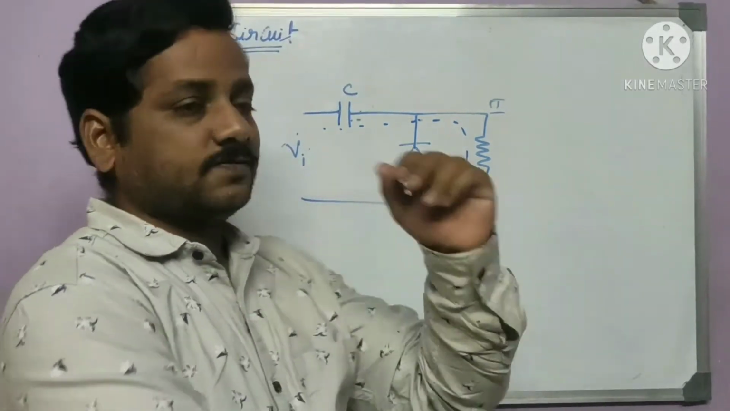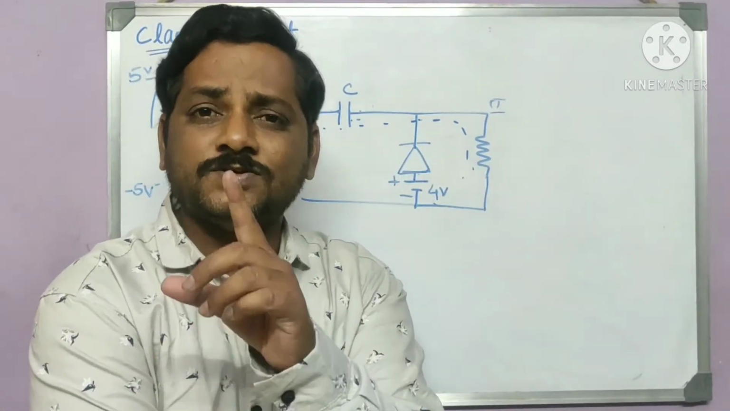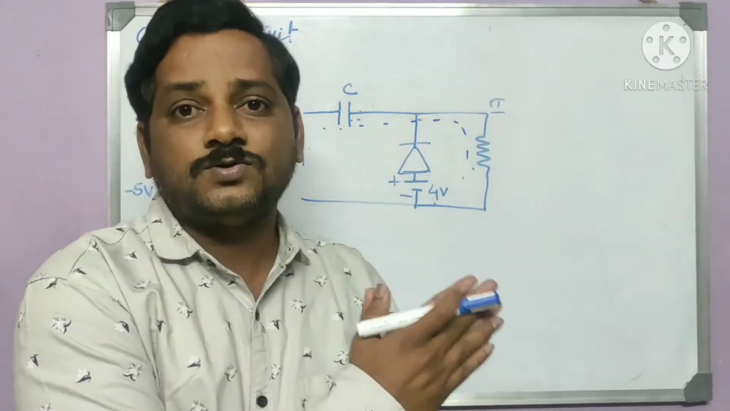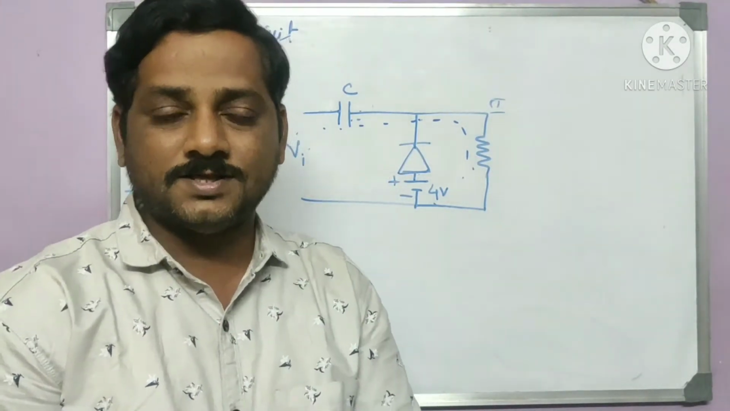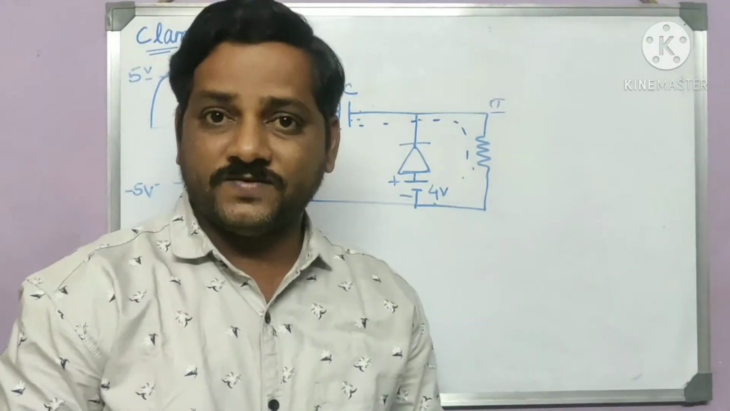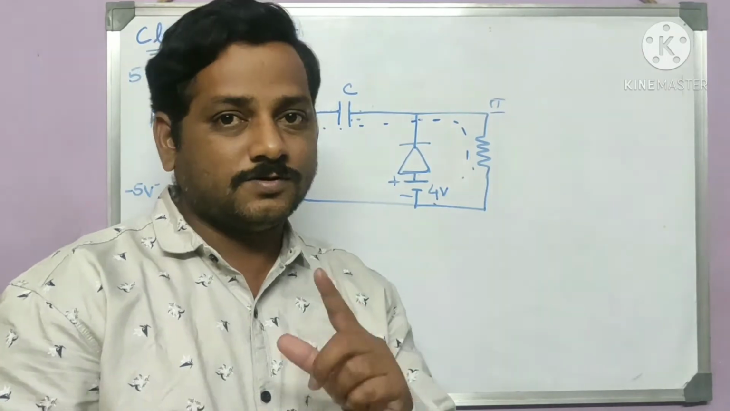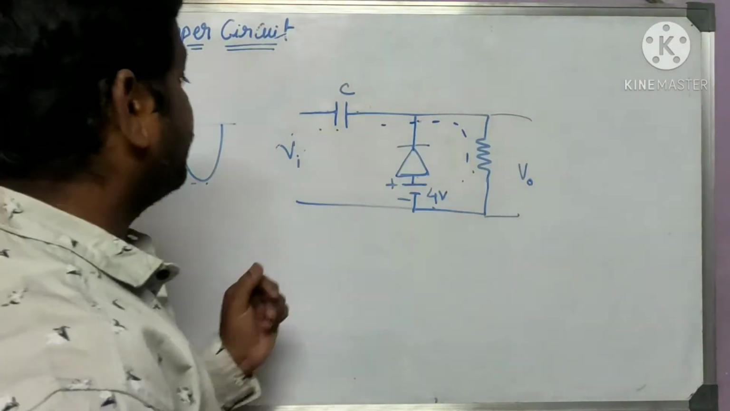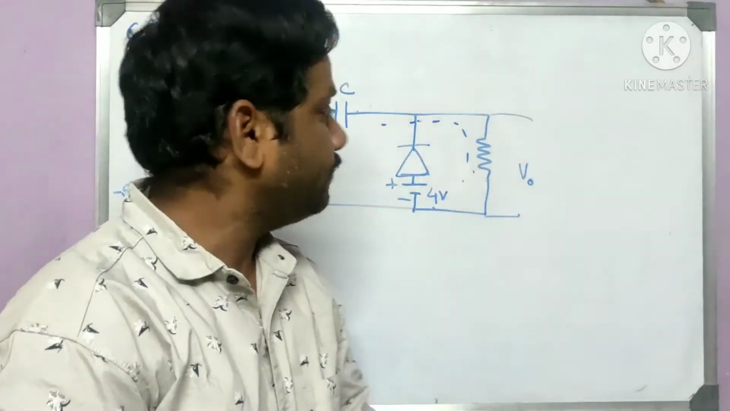So what would be the output of this circuit? First of all, you need to identify the output. First I will tell you how to solve it using mathematical expressions. After that, without mathematical equations, you can just draw the output. Even that short trick will be explained for you, so you need to watch till the end. So here, let's solve the problem now.